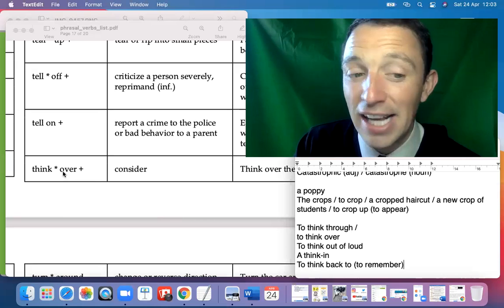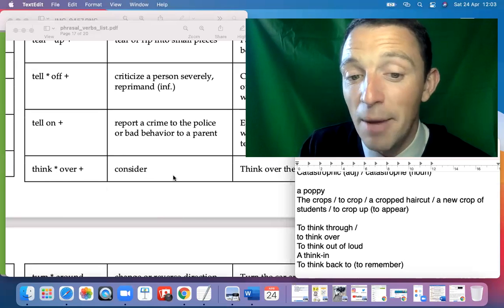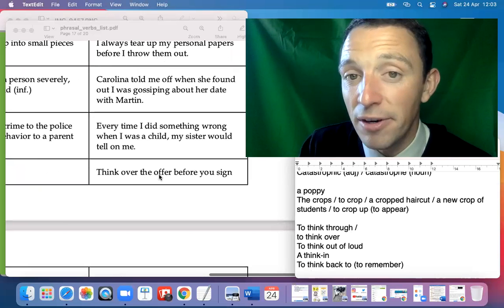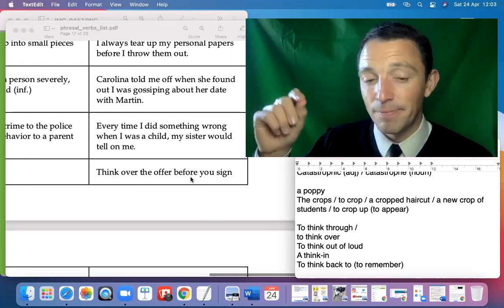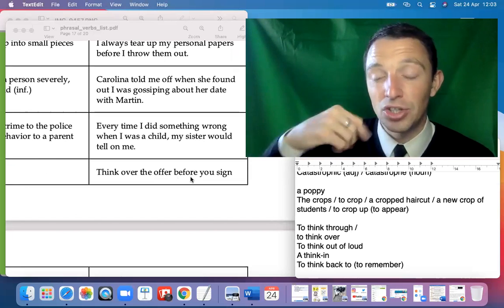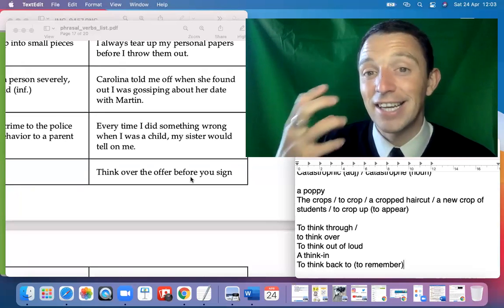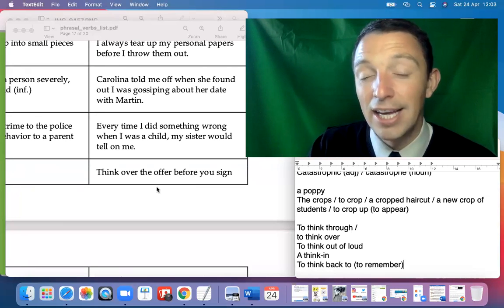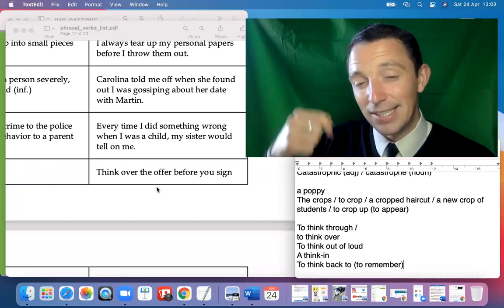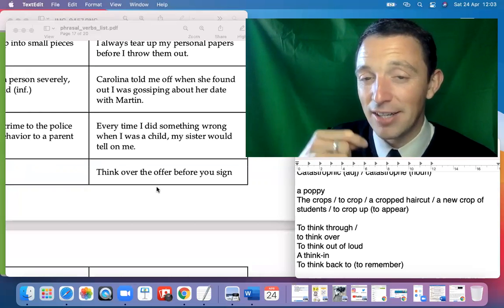Here we have the phrasal verb to think something over, and the significance is to consider. So the example is, think over the offer before you sign. Okay, so that means consider. And again, remember, over is like repetition. So you consider again, you consider again. That's the significance to think something over. Okay, which is very similar, as I said, to think something through. And that means from the start to the finish.